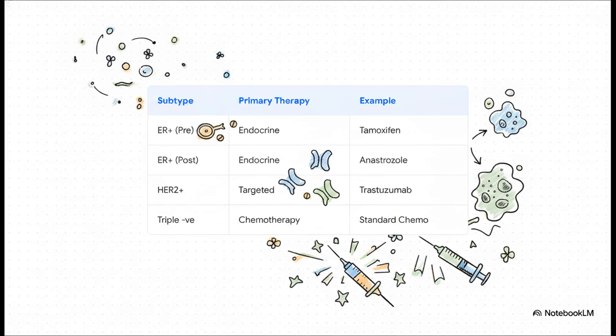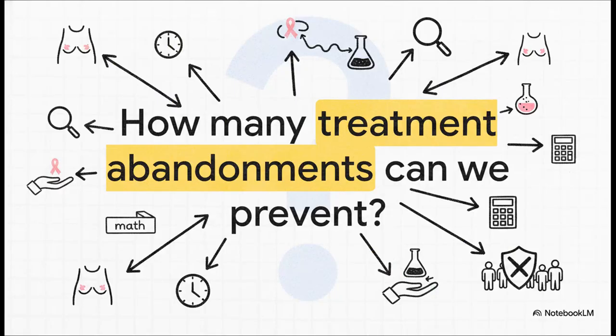Finally, you have triple-negative cases. This is where the tumor lacks ER, PR, and HER2 receptors completely. Endocrine therapy simply won't work here, so these patients rely heavily on standard chemotherapy. In every scenario, the underlying biology completely dictates the treatment path. This all leaves us with a pretty powerful final thought.